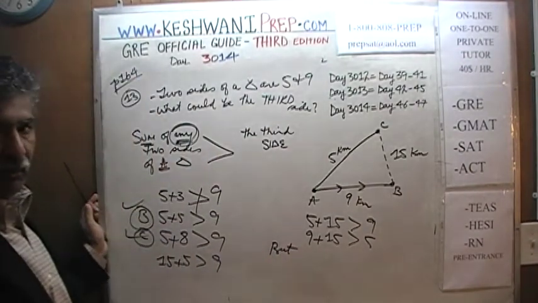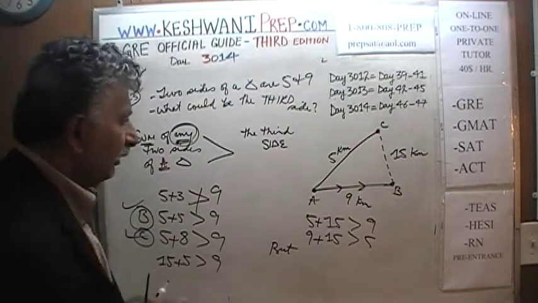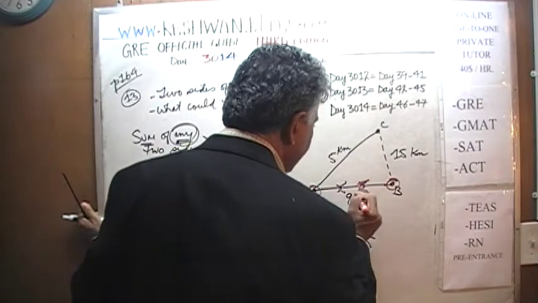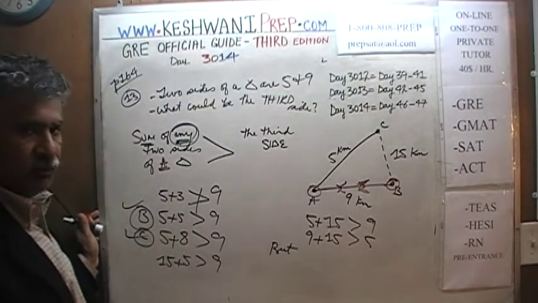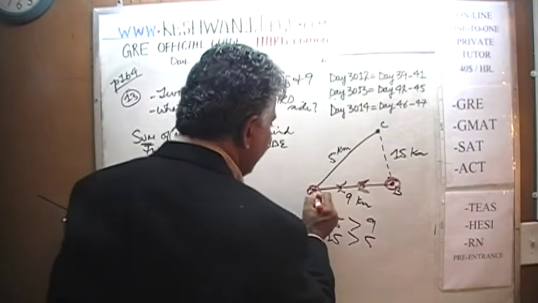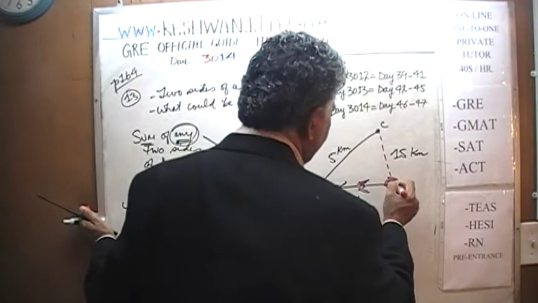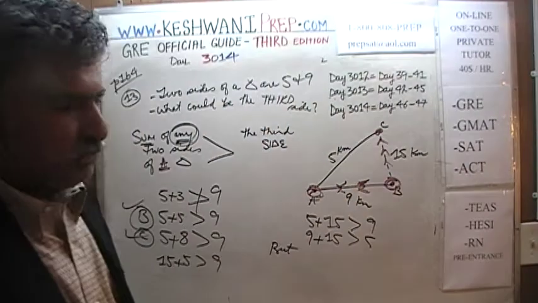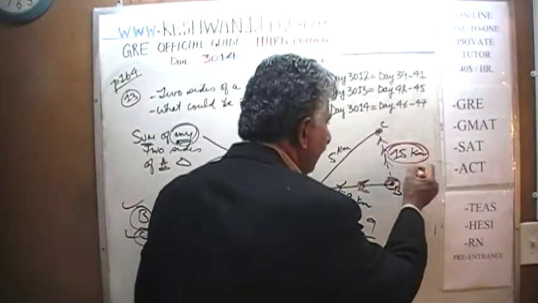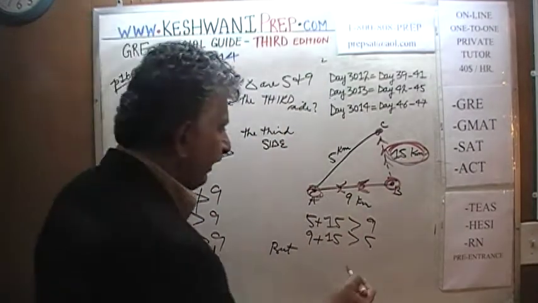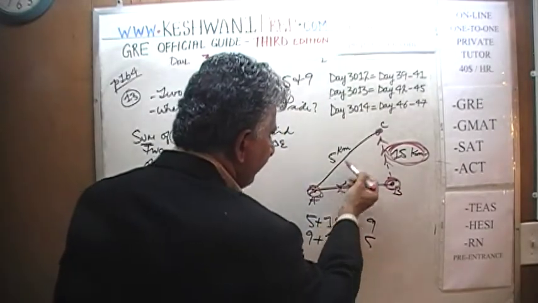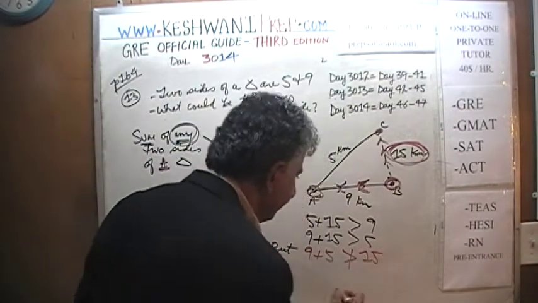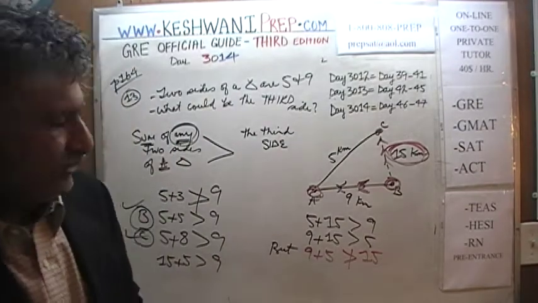end up telling me is that now we're going in the other direction. I want to go from town B to town A. Now I want to go in the opposite direction, and I have two choices. If I go from B to C directly, I'll end up driving 15 kilometers. But if I take a detour, I'll go 9 miles there and 5 miles there. 9 plus 5 is not more than 15. How can I possibly end up driving less?